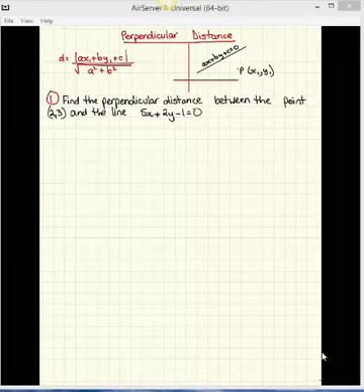Today we're looking at the distance between a point and a line. Whenever we talk about the distance between these two things, we always talk about the perpendicular distance. The reason for that is, if we're considering this point here P, which we're calling x1, y1, and the line ax plus by plus c is equal to 0, well, we talk about the distance between them.